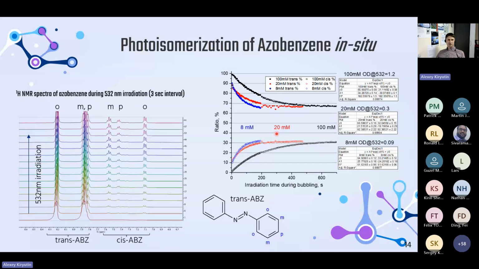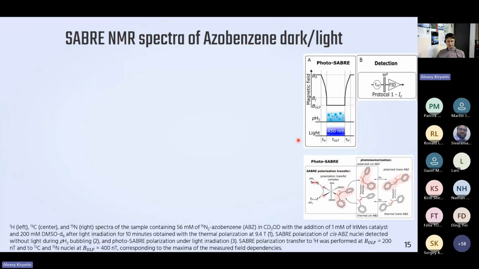These initial experiments demonstrated the importance of delivering as much light as possible to the sample in order to quickly convert trans to cis and cis to trans. So we applied the protocol shown on the right. We irradiated a prepared solution containing a mixture of cis and trans azobenzene and an activated iridium complex in an ultra-low magnetic field while simultaneously bubbling parahydrogen through it.